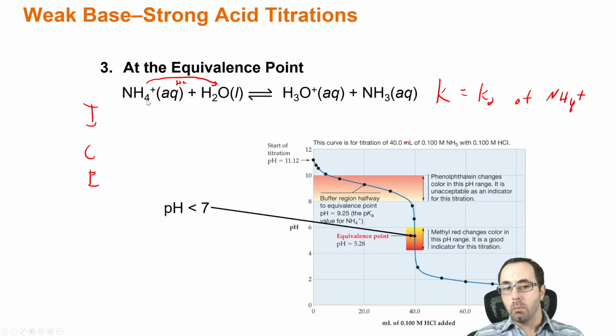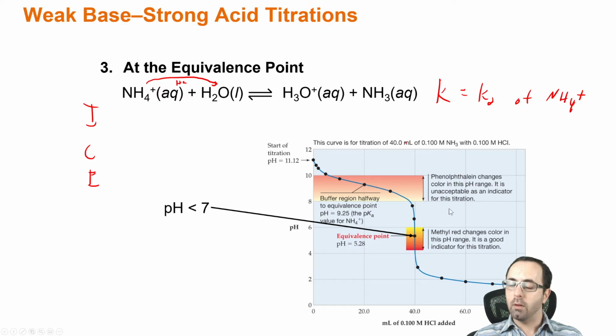So ammonium ion is a weak acid. It's the conjugate acid of this weak base ammonia. So it itself is an acid. So if all we've got in the solution now is ammonium ion and water, the solution is going to be acidic. And that's why the pH at the equivalence point is less than 7. It's because the ammonium ion, which is what we have in there now at the equivalence point, is acidic. And so it gives away protons and causes the solution to be acidic by this equilibrium right here.